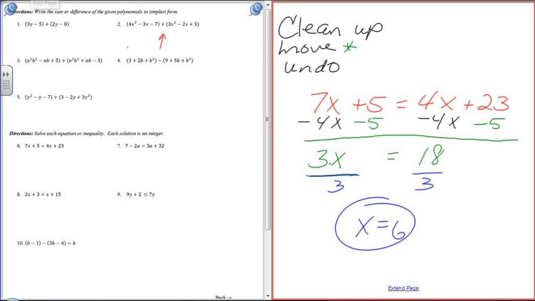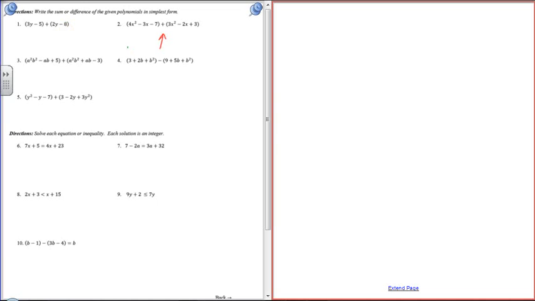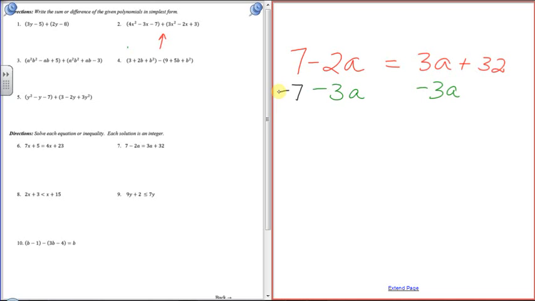Same procedure for problem number 7. We'll look to clean up the left, but it already is. We'll look to clean up the right, but it already is. That means it's time to move things around. I like to keep my variables on the left, just out of personal preference. I'm always going to end up with the variable terms on the left, which means I'll be moving my constant terms to the right.